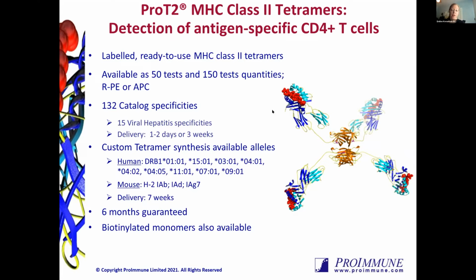And we also provide custom, which has a similar synthesis program as the pentamers. We have 9 different class 2 alleles available for human and 3 for mice. And these also take about 6 weeks or so. They are guaranteed for 6 weeks. And if you do want to get them as monomers, we have biotinylated monomers as well, and you can do that tetramerization yourself as a part of the kit.